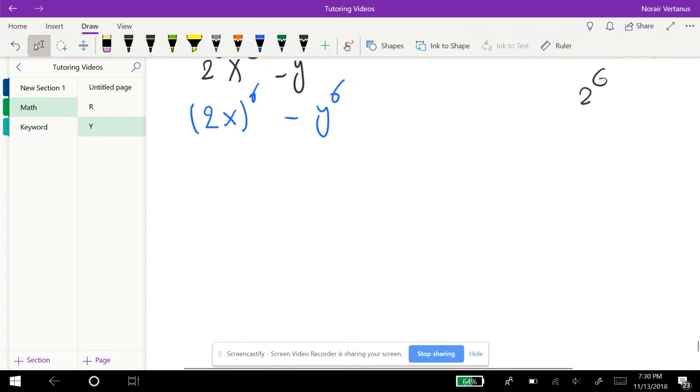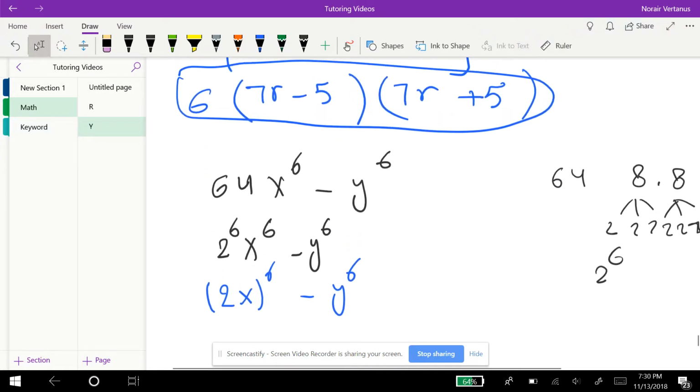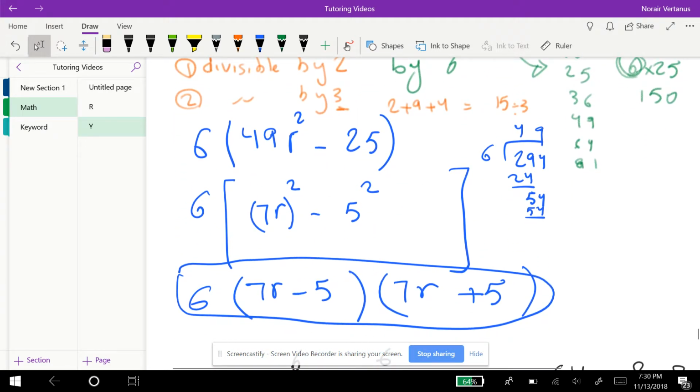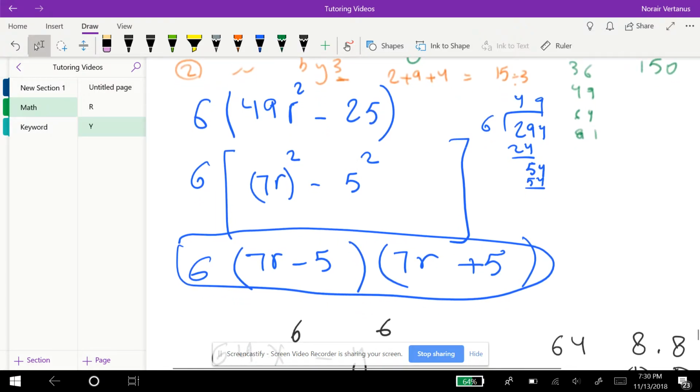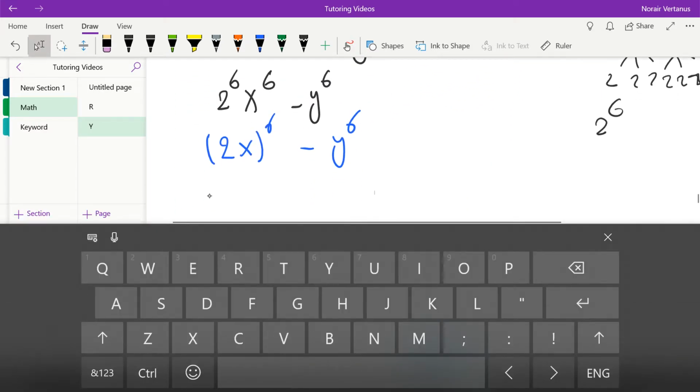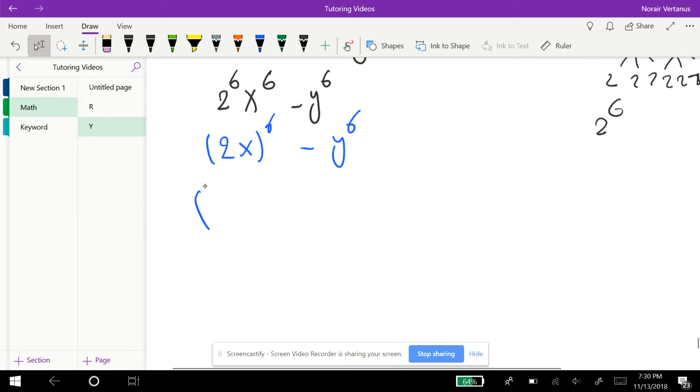How would I write this as a perfect square? Remember from the previous problems, when you do a perfect square, the power is divided by 2. Originally it was 2, became 1. This was 2, became 1. So that's the trick. We divide the power by 2. Same thing we do here, so we can divide it by 2.